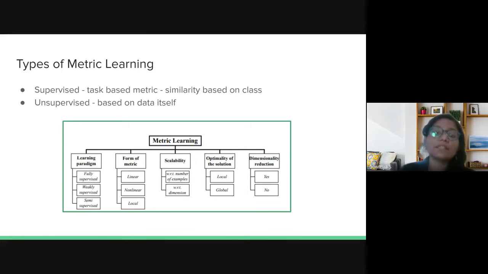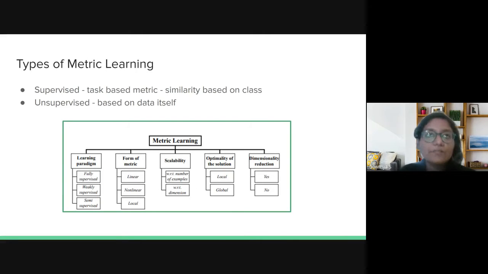So, metric learning is not something new. It's not something that came for deep learning. There has been a lot of work right from the 80s in metric learning, and they're often classified on parameters like what is the paradigm? Is it fully supervised, weakly supervised, semi-supervised? It can also be unsupervised, which we will see. Then whether the metric is in itself linear, non-linear, or local.